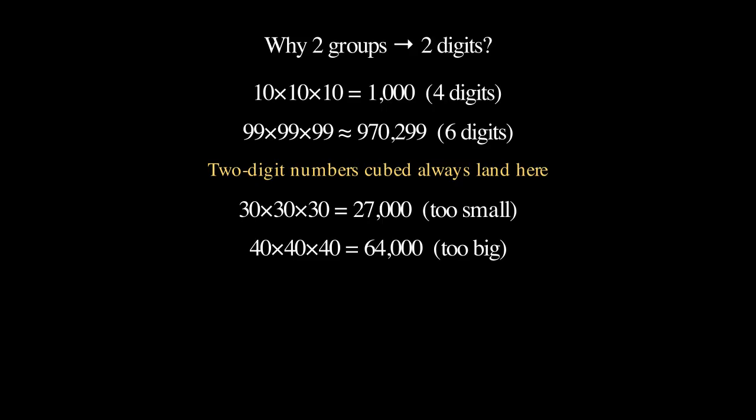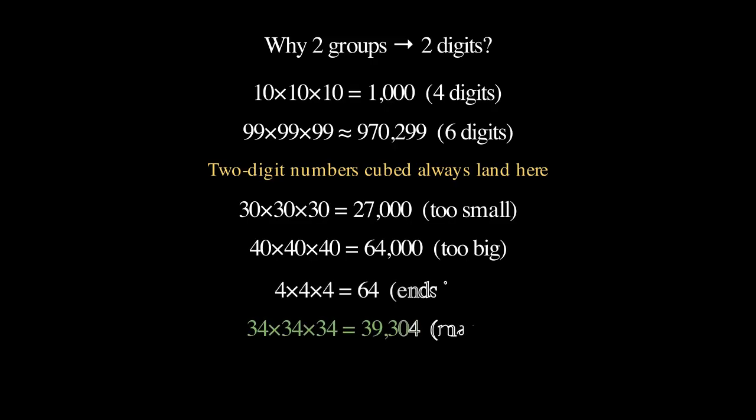30 times 30 times 30 is 27,000, too small. 40 times 40 times 40 is 64,000, too big, so the answer is between 30 and 40. The target ends in 4. Let's check which digit cubed ends in 4. 4 times 4 is 16, and 16 times 4 is 64, that ends in 4. So our answer likely ends in 4.